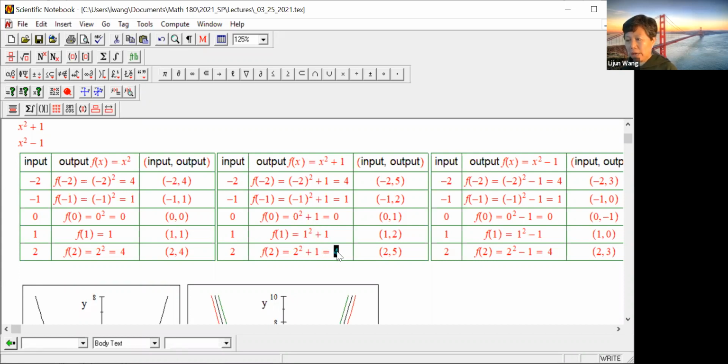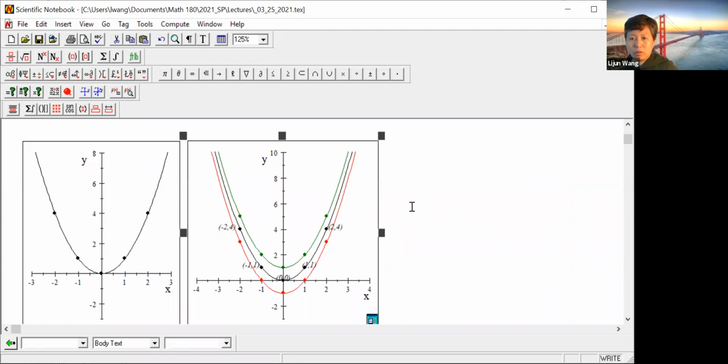I'm sorry, this is 5. Okay, my bad, 5. And this other one is subtracted by 1. Do you guys see that every output is subtracted by 1 from x squared? And what will be the consequence? Right here. Now let's mark these 3 pictures.